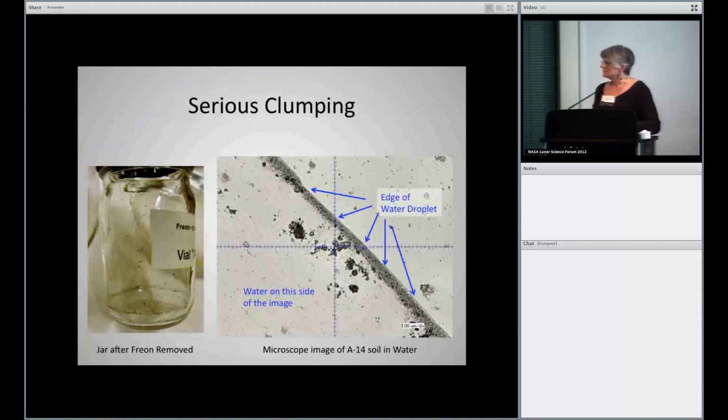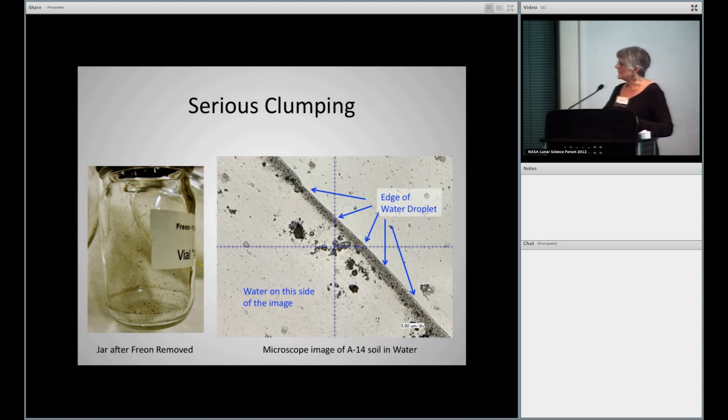So this is serious clumping. Here's another example. This is from a microscope slide, the edge of the water droplet. You see all of these soils have gone right to the edge. This is where the water is. This is where it was dry. And they're just stopping there.